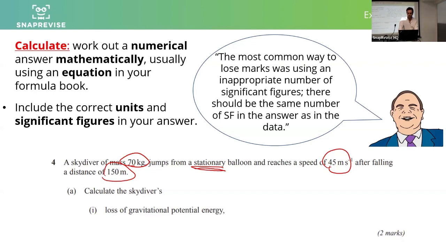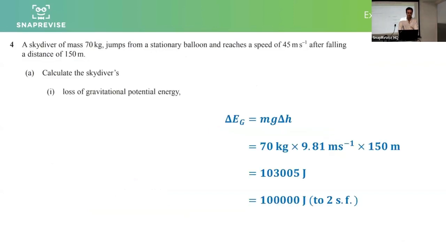Right. So this question, we're given numbers 70, 45, 150. Two significant figures seems appropriate, 45 and 150. So bear that in mind, don't go crazy with a highly specific number. As it happens, when we do the calculation, mg delta h, multiply all those numbers together. Use 9.81 as your value for g.